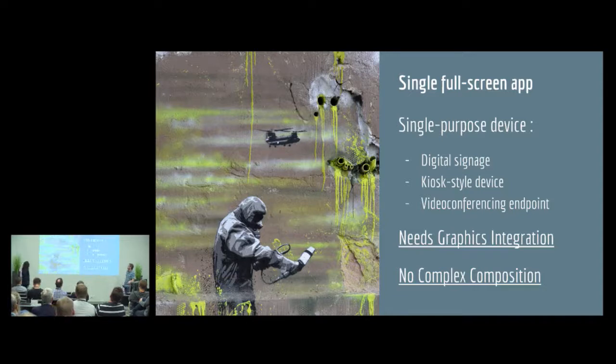Okay, and then you come to more of a regular, normal embedded Linux device with a screen, and then you have that full screen app, and you generally can use it for all sorts of things, like a video conferencing endpoint or digital signage. But what you need here now is graphics integration, so you need to deal with some Bionic parts, but you still don't need any complex composition. You can still have your full screen window.